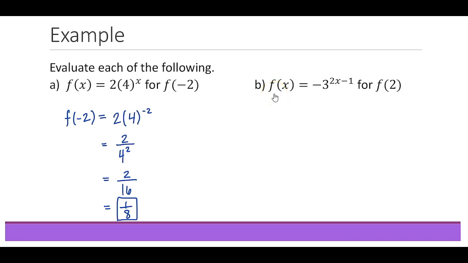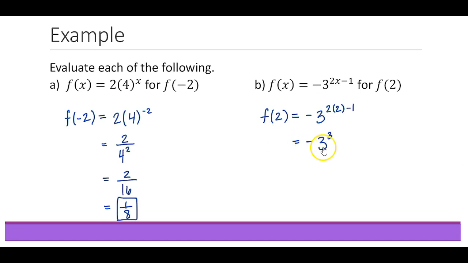And in part B, we have f of x equals -3 raised to the power of the quantity 2x minus 1, for f of 2. So we're going to plug 2 into our x. So f of 2, we have -3 all raised to 2 squared minus 1. So we're going to go ahead and simplify the exponent. 2 squared minus 1 is 4 minus 1, so that's 3.